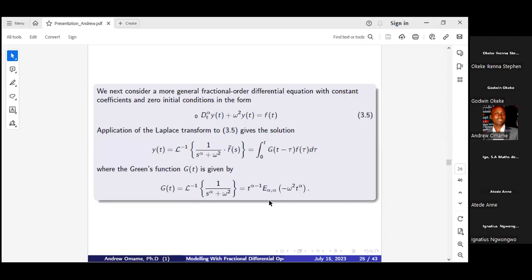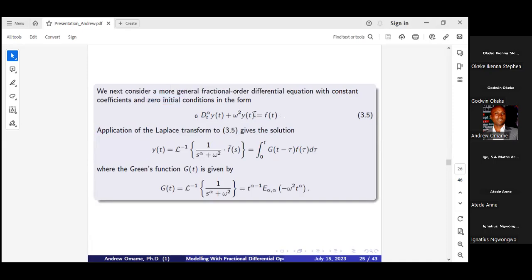All right. So now we consider a more general fractional order differential equation with constant coefficient and zero initial condition. Zero initial condition means my y of 0 is 0. So you have this fractional differential equation in this form. Again, what do you do? You apply the Laplace transform to both sides. Most times, zero initial condition means y of 0 is 0.